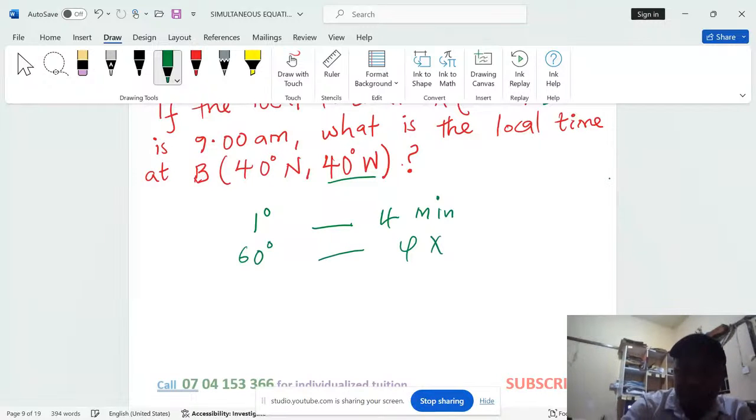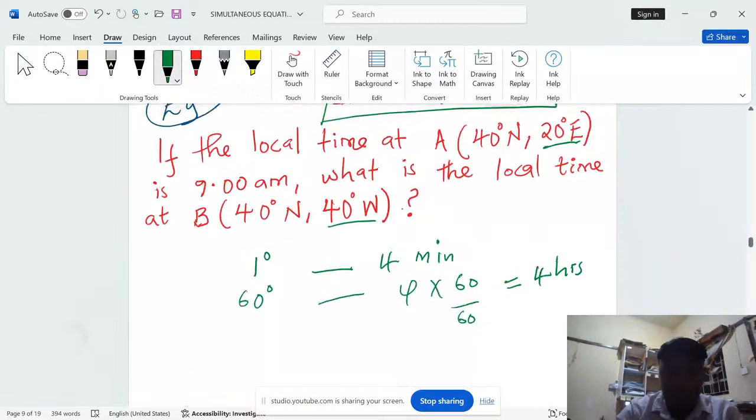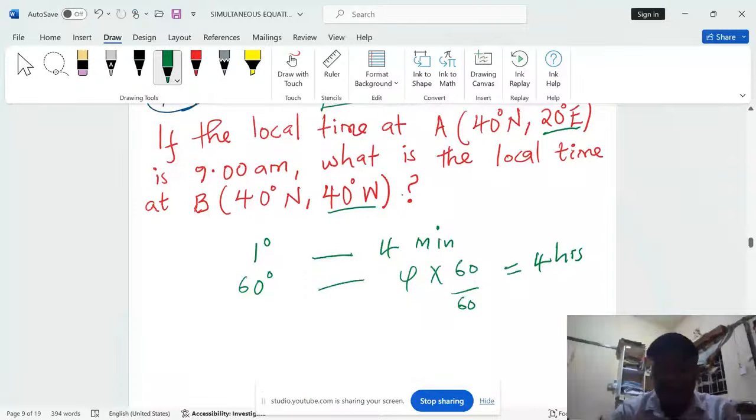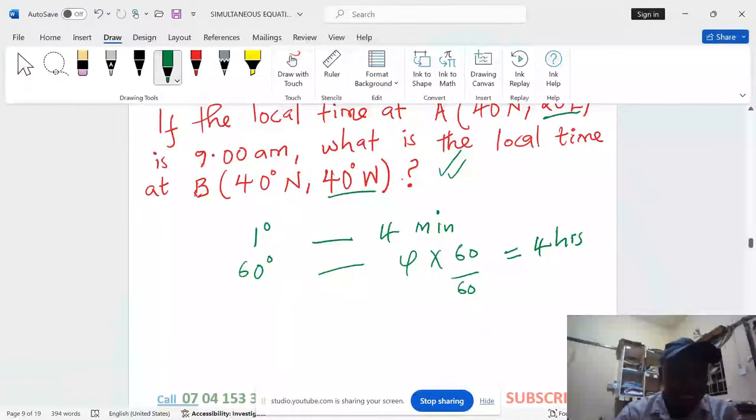So it will be 4 by 60 to give us minutes, then we can divide by 60 to get hours, and this will be 4 hours exactly. So there is a time difference of 4 hours. If there is a time difference of 4 hours between these two places, then now we can say B is to the west, and it is the place where the time is not known. So we'll say that places in the west are usually behind in time.